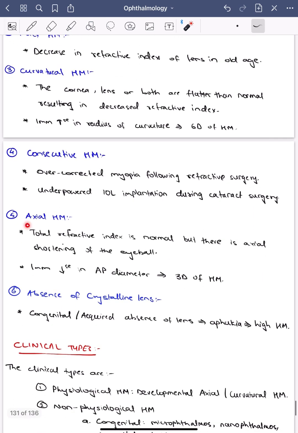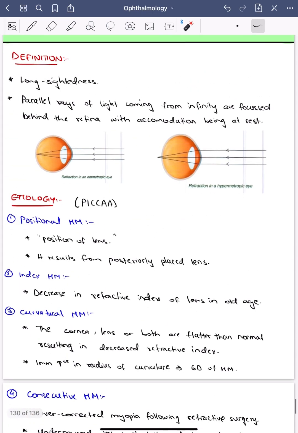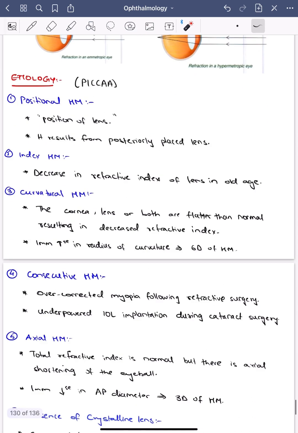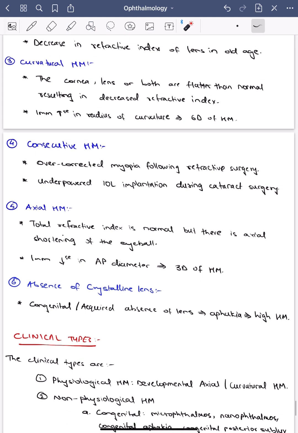Next is axial hypermetropia. Now, here the total refractive power is normal, but there is an axial shortening of the eyeball. Okay, that is, for every 1 millimeter decrease in the anteroposterior diameter of the eyeball, there are 3 diopters of hypermetropia. So again, axial means the refractive power of the lens is normal, but there is a decrease in the axial length, as you can see in this diagram. And finally, the sixth cause is absence of crystalline lens or aphakia, and this may be congenital or acquired, and this results in high hypermetropia.